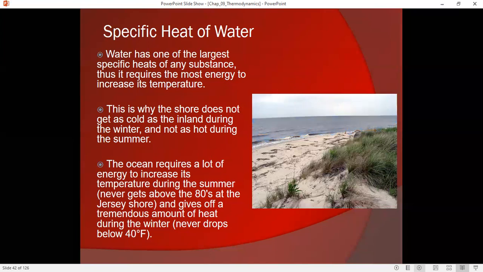Likewise, during the wintertime, the ocean will stay much warmer than the surrounding air. It'll give up its heat to the environment. That makes the shore much more moderate during the wintertime. It also makes the shore foggier, okay?